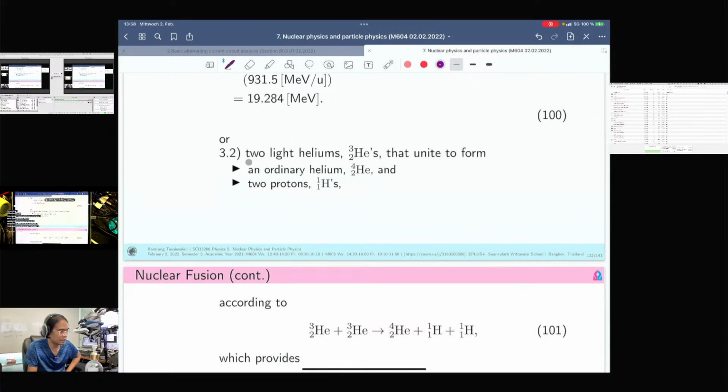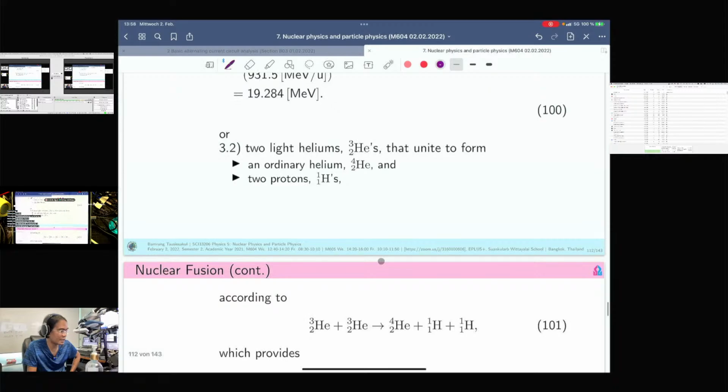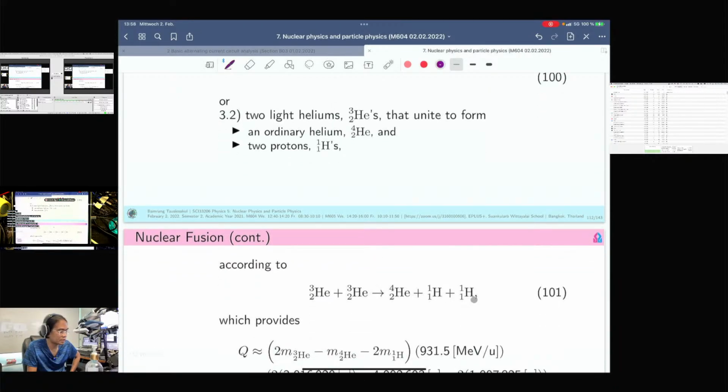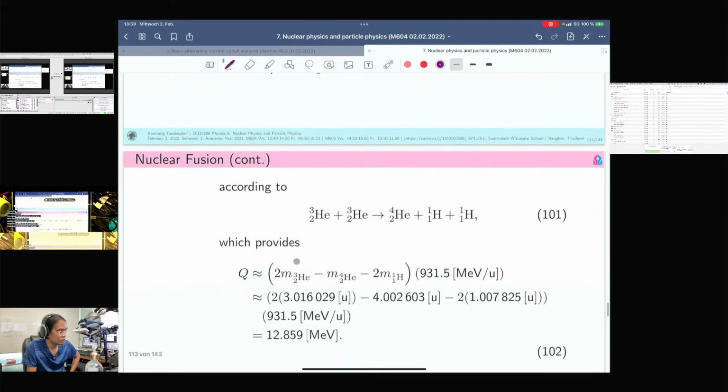The next possible way is that two light heliums, helium-3, just combine with each other to produce helium-4 and 2 protons. This is what the scientists expected could take place on the sun. The light version of helium-3 combine to produce helium-4 and hydrogen-1 and another piece of hydrogen-1. Please note that 3 plus 3 becomes 4 plus 1 plus 1, and 2 plus 2 becomes 2 plus 1 plus 1. So you could have the mass difference again: 2 times helium-3, the light helium, and we get 1 particle of the typical helium or the alpha particle, and 2 particles of protons.